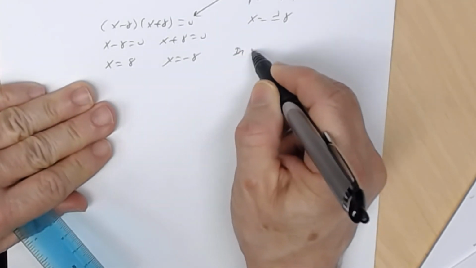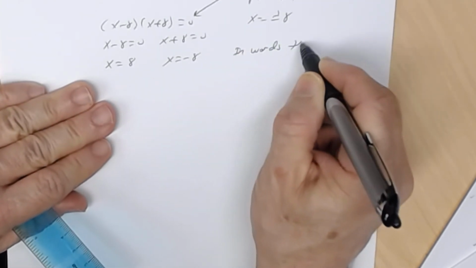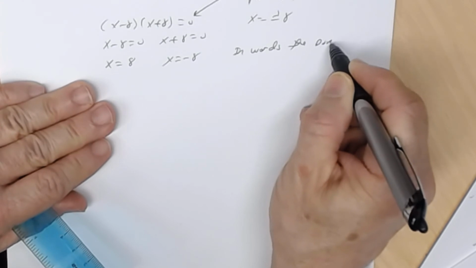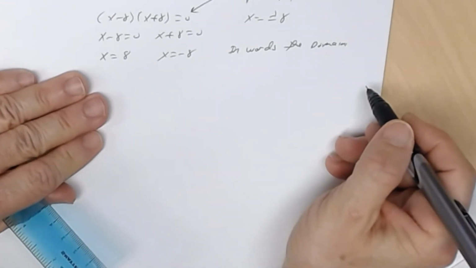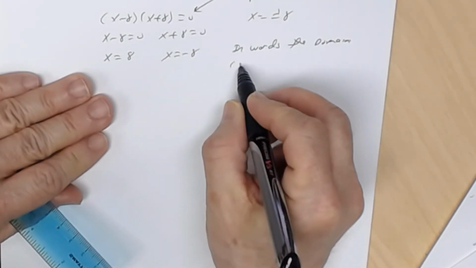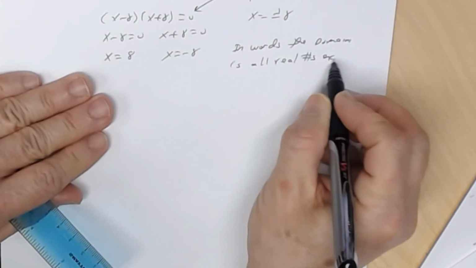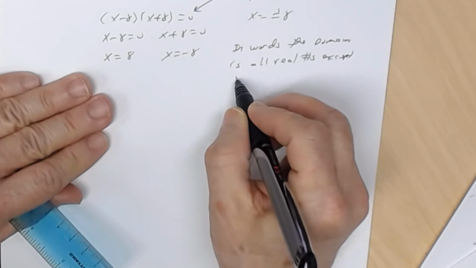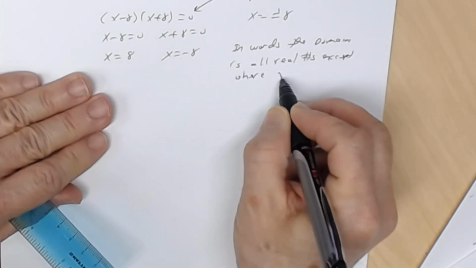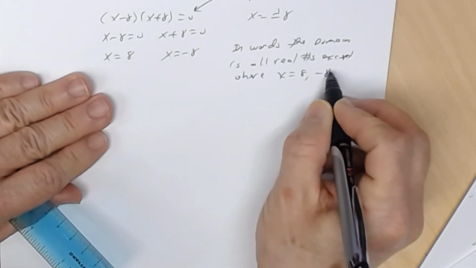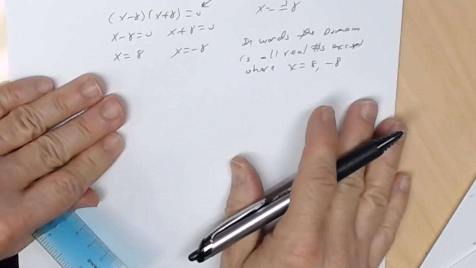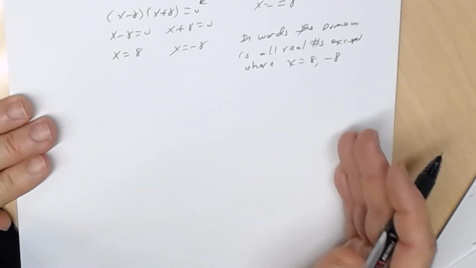But you have to put this in words, so in words, this is what we found. The domain is all real numbers except where x equals 8 and negative 8. Okay, those are my words. But we have to put this in interval notation.